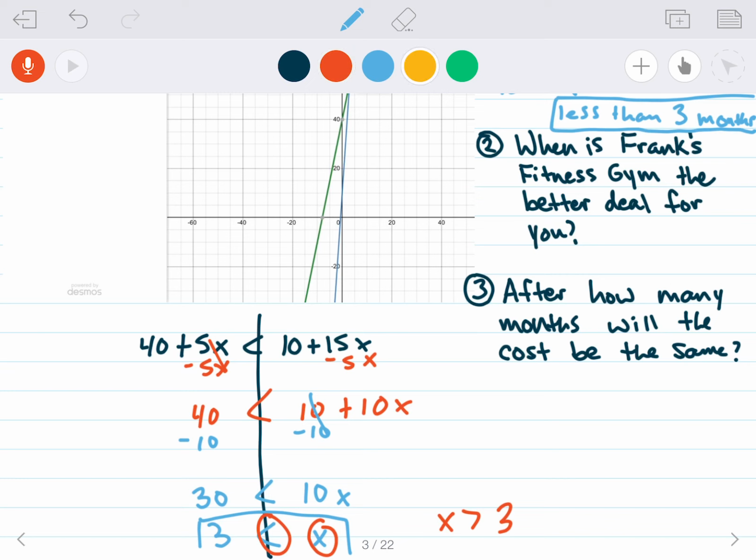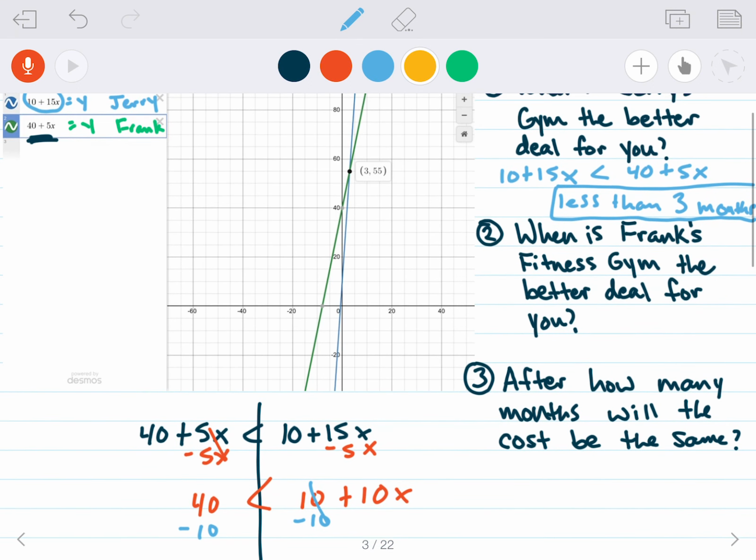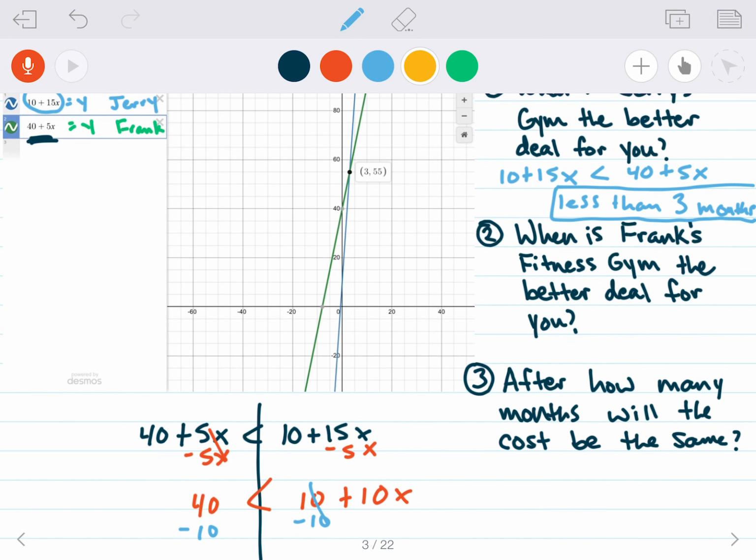And so what does this mean in our particular situation? It means more than 3 months, right? So if we're staying at this gym more than 3 months, we should go with Frank's gym. It's going to be cheaper for us if we're staying more than 3 months. So let's write that here.